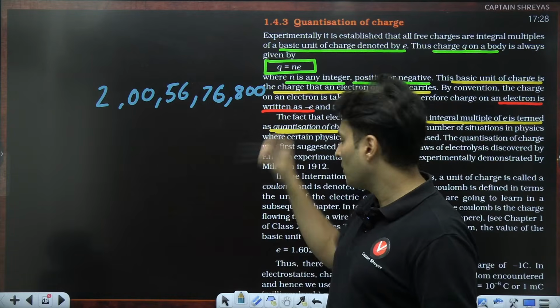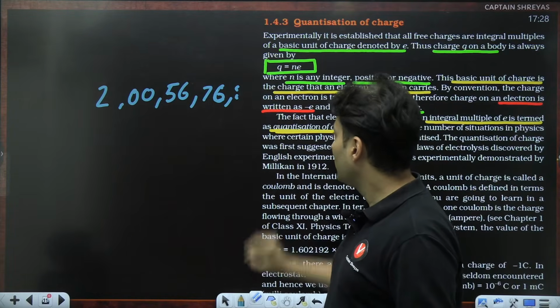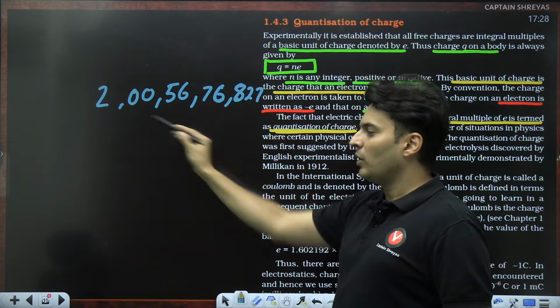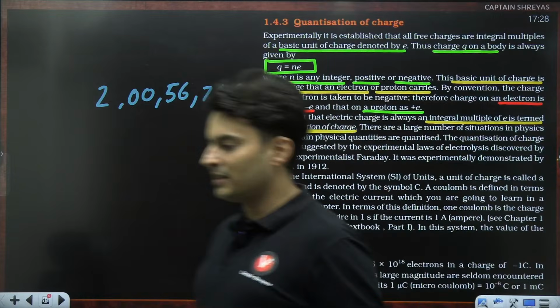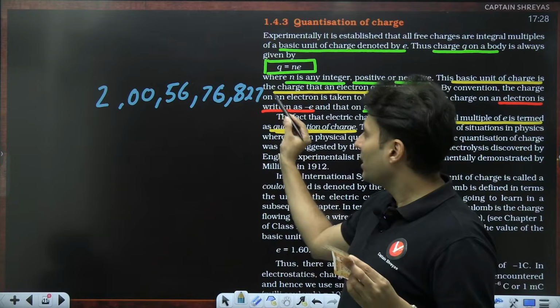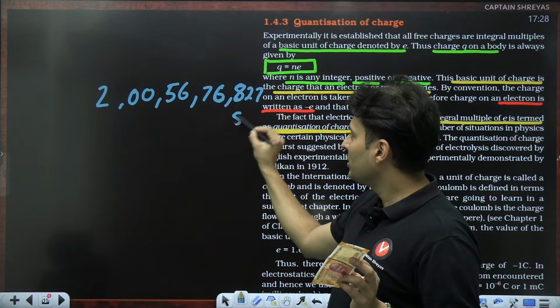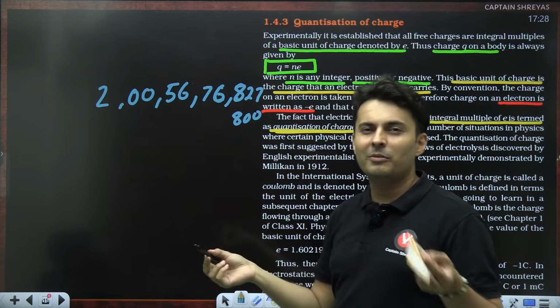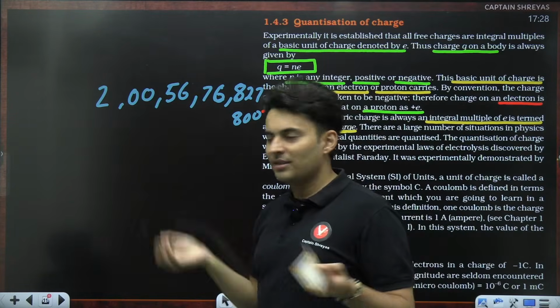Even if there is something wrong, let's say by mistake I wrote 827. I know this will not be an integral multiple of my basic 200 rupee note, but I will be like, okay, fine. Even if it is supposed to be 800, that 27 rupees will not make so much of a difference to his wealth.